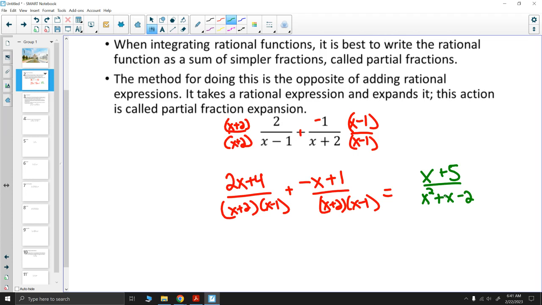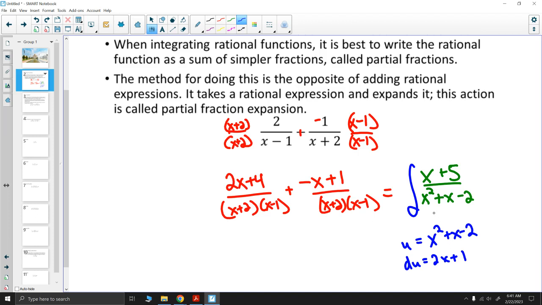This, in this form, not so much, because we can't use u sub to integrate this thing here. So if we were integrating this, maybe the bottom, x squared plus x minus 2, would be our u, and that would mean that our du would need a 2x plus 1, and there's no way to make x plus 5 into a 2x plus 1. It's just not possible. And so u sub is out for this.